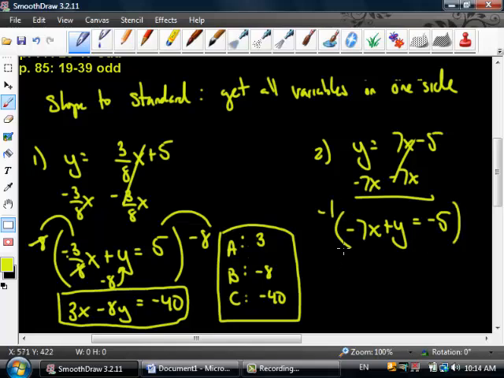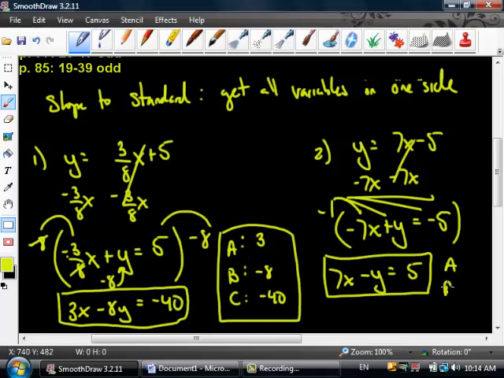Negative 1. Now, again, same thing. Since I multiplied this by negative 1, it has to apply to everything. So I got 7x minus y equals positive 5. And now, Wally, I'm here to do a, b, and c. In this case, it would be 7, negative 1, and 5.